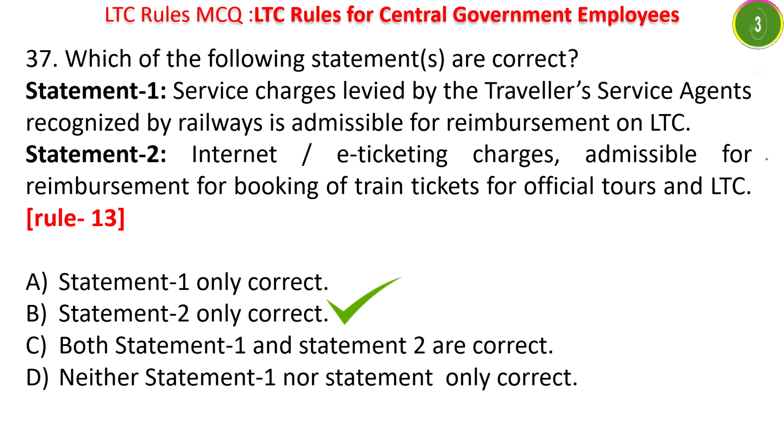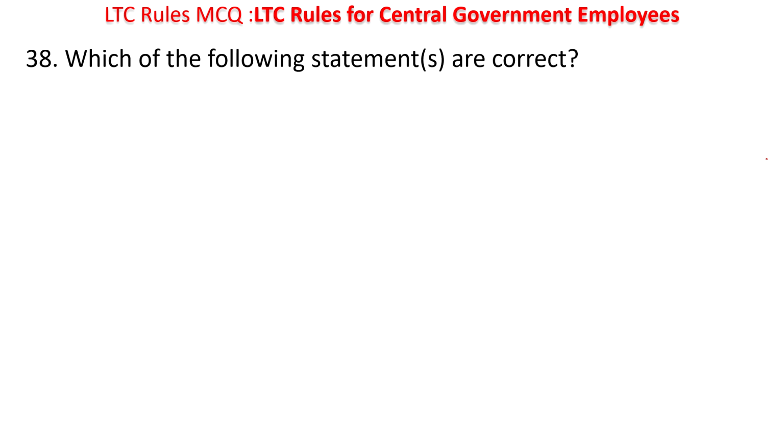The answer is statement 2 only correct. Why the first one is not correct is because service charges levied by traveler service agents recognized by railways is not admissible. And the second one is internet and e-ticketing charges, they are admissible. Next question. Which of the following statements are correct?